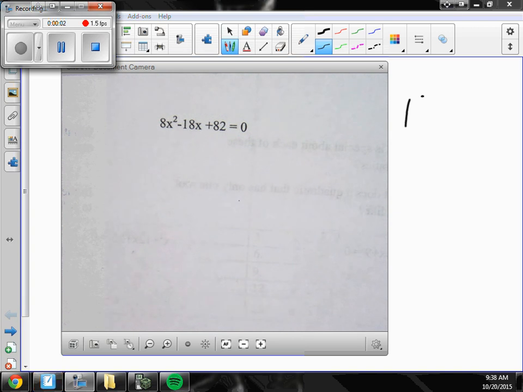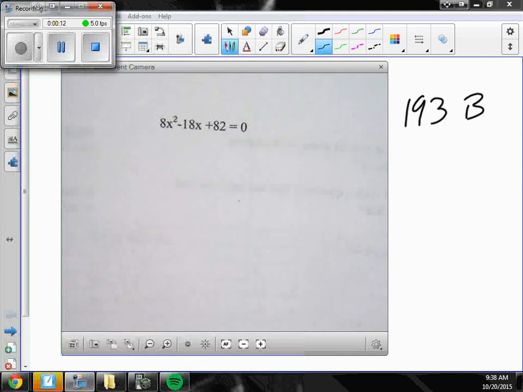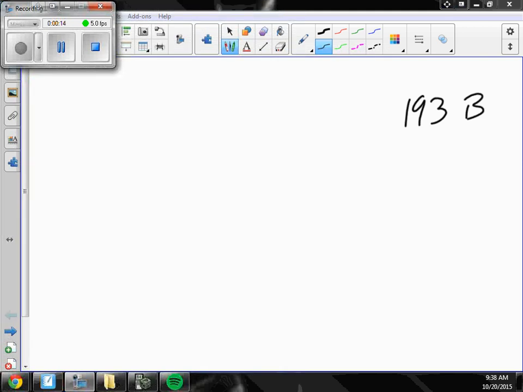Today we're working on 193B, and we have to review all of the parent functions. 193B. So the parent function y equals x, what does it look like? It's just a straight line that is on a 45-degree angle. It's a slope of 1 going up.